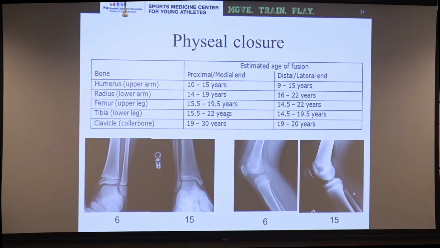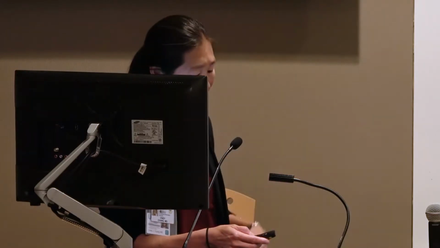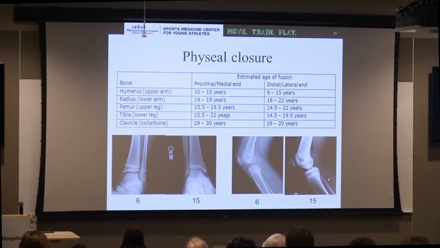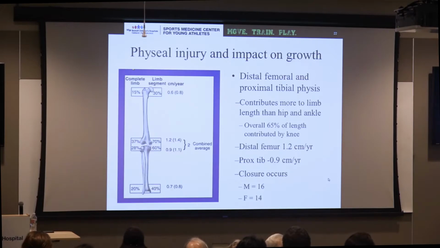So physeal closure, there are estimated ages of fusion for the proximal or the medial, depending. And you can always look this up. I don't have this memorized per se. I have a great textbook that I use in my clinics, which shows you the appearance of the ossification centers and the physeal closures. Again, at the ages of 6 and 15, these are how the physes appear at the age of 6 and how they're closed by 15 here. Same thing goes in the knee laterally.